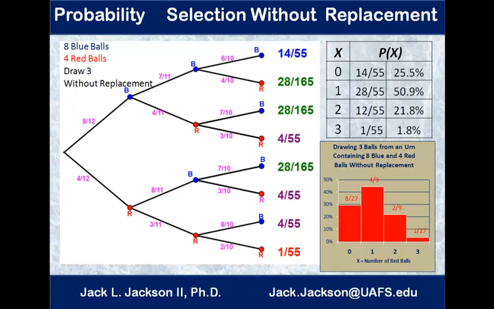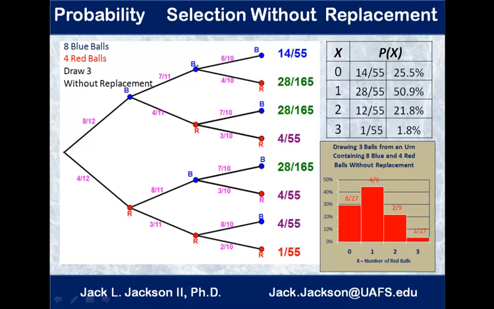We started with 12 balls. If we draw a blue one, that has a probability of 8/12 because we're drawing one of the 8 from the 12. But once that blue one is drawn, now we only have 11 balls. 7 are blue and 4 are red. So the probability of a blue the second time given a blue the first time is 7/11.